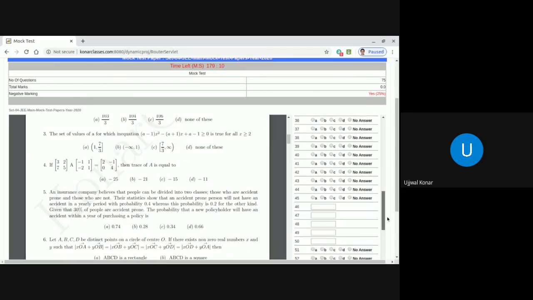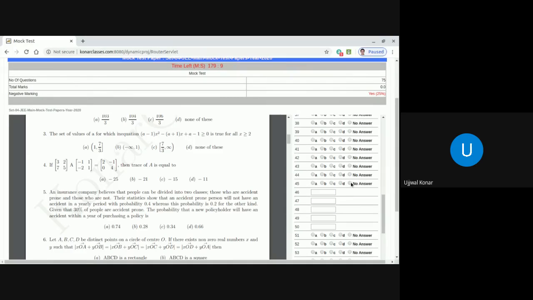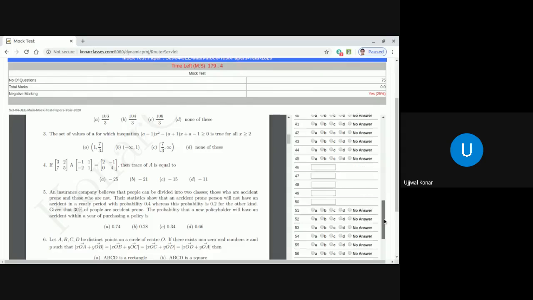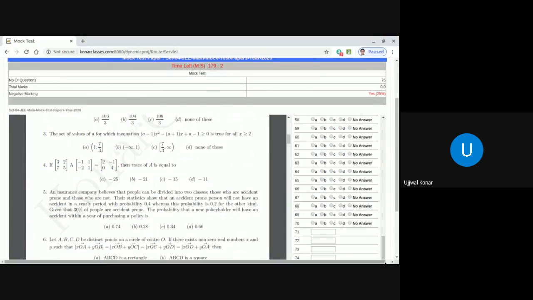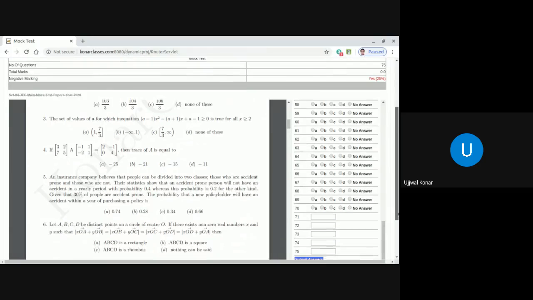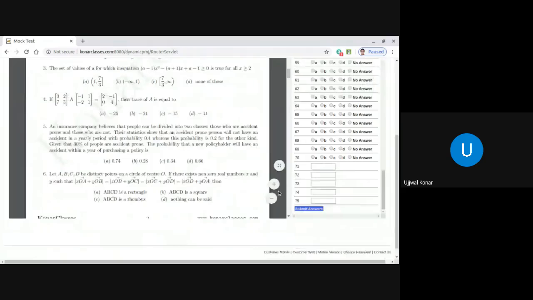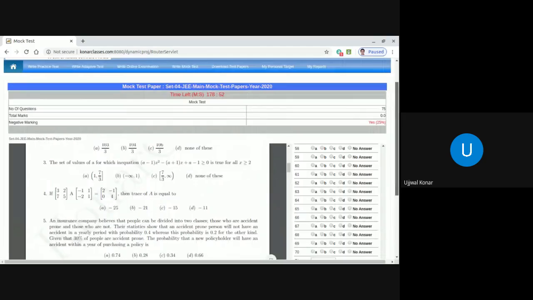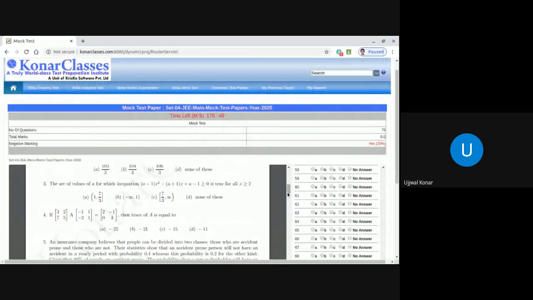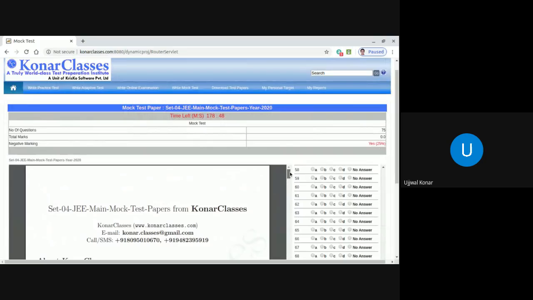Similarly, from 27 to 45 MCQ, then 46 to 50 it is integer type. Again, from 51 to 70 it is MCQ, then 71 to 74, this is integer type. Similarly, there are papers for NEET like that. Those who are interested in medical entrance examinations, JEE Advanced, all these are available.